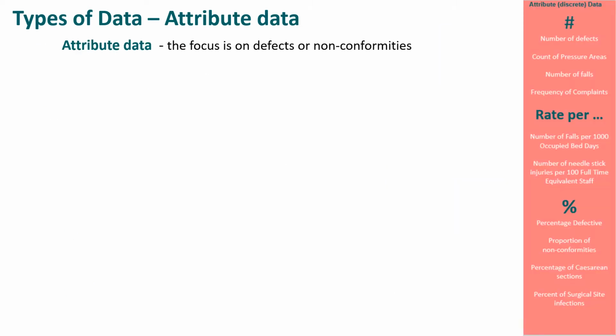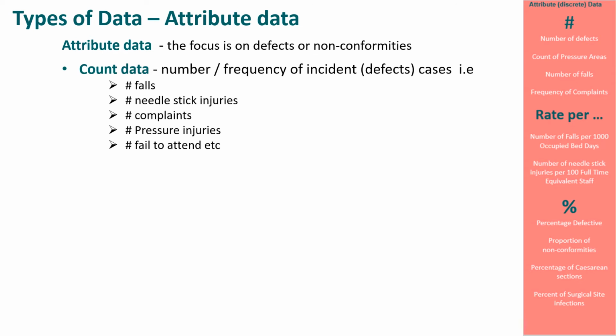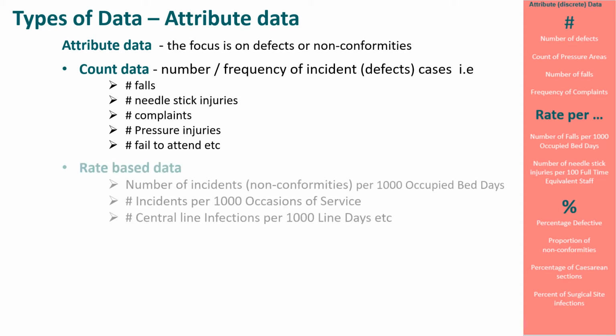So I'll now list some examples of attribute data. And remembering this is a focus on defects or non-conformities in healthcare. So count data would be looking at the number or the frequency or the count of incidents, in other words, defects or non-conformities. So for example, the number of falls or the frequency of needle stick injuries or the number of complaints or the count of pressure areas or the number of failed to attends.